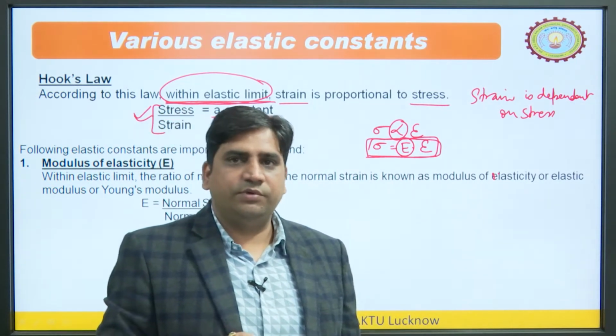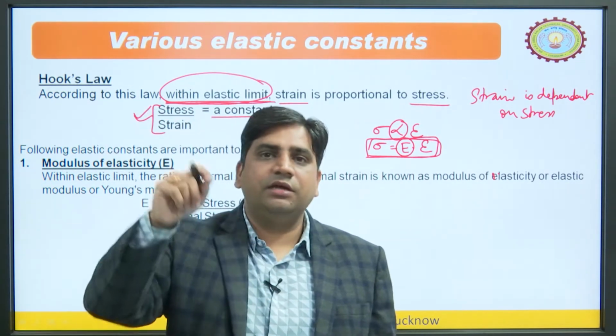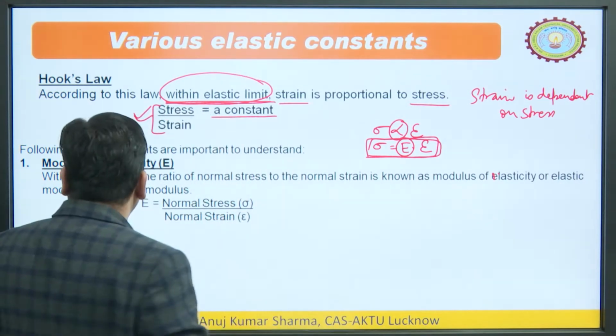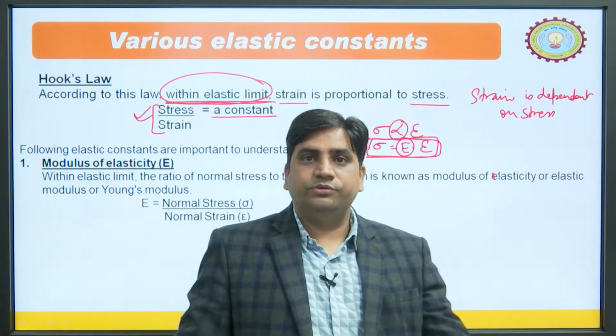So, before that it works. It means stress and strain have a linear relationship, which we will see in the stress-strain diagram also. There are 4 elastic constants basically which we are going to study in this.